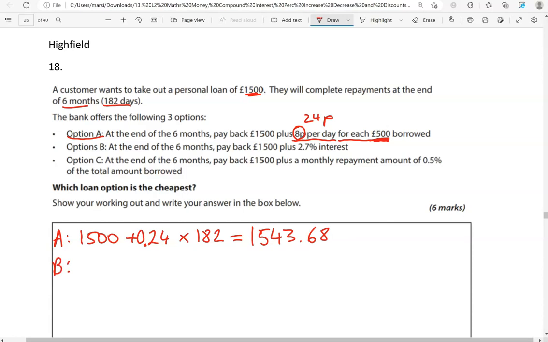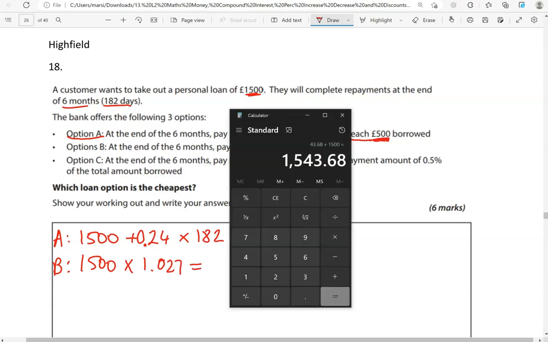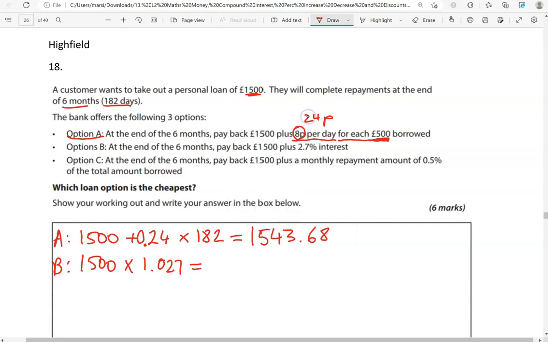Now option B. So you pay back 1,500 plus 2.7% interest. So in a way, it's like multiplying this by 1.027. So 1,500 times 1.027 gives us 1,540.5.